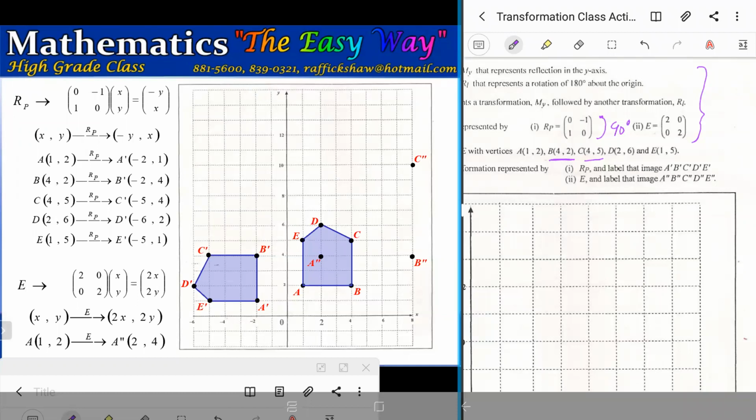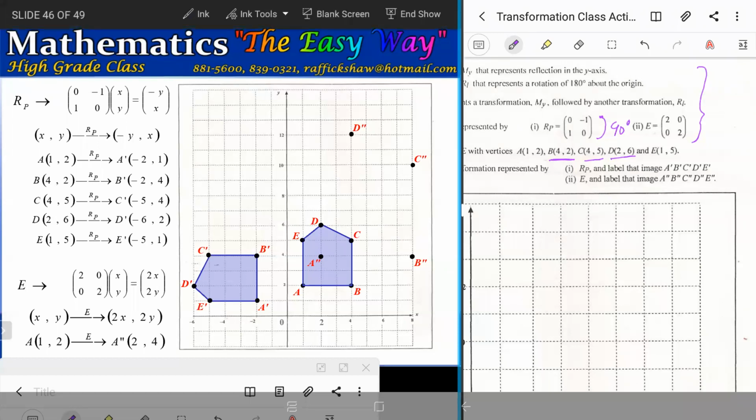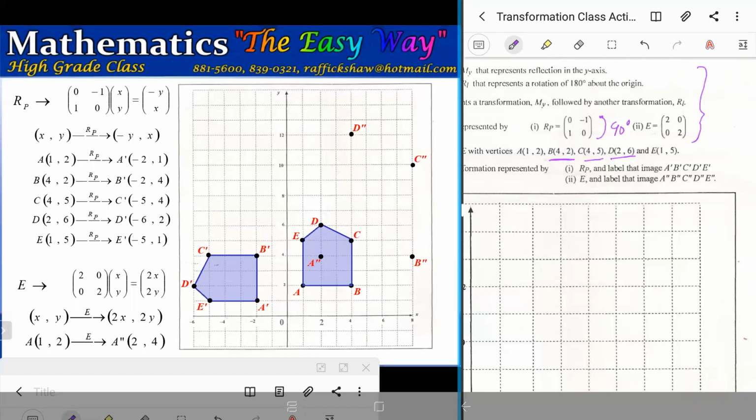Look at the point D now. D is (2, 6). (2, 6) is doubled to (4, 12). Look at it on the diagram now. Bam. (4, 12) is right there. That's where D will go. From the origin, D is doubled. The distance from the origin is doubled because the scale factor is 2. D is now doubled up there, twice the distance. All right? That's where D double prime is, the image.